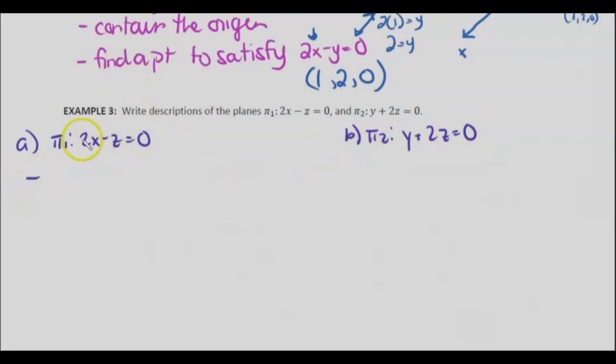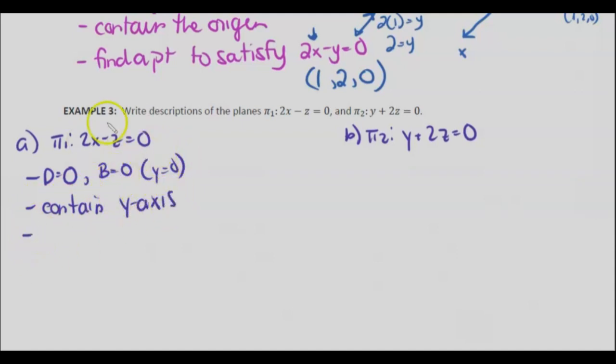So this time we have 2x minus z, so you've got to think about it. First of all, d equals 0 here, we don't have a constant value. And then the other thing is that we don't have a y value, so the b value equals 0, right? So y equals 0, no matter what. Because we have y equals 0, this one's going to contain the y-axis.